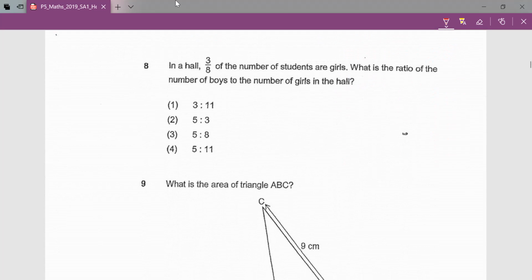In a hall, 3 out of 8 of the number of students are girls. What is the ratio of the number of boys to the number of girls in the hall? Okay, so this is about gender, right? You can either have girls or boys. You can have nothing else unless you're an alien. So if 3 parts out of 8 are girls, you'll have 5 parts out of 8 that are boys. So the ratio of boys to the number of girls would be 5:3. Answer is 2.